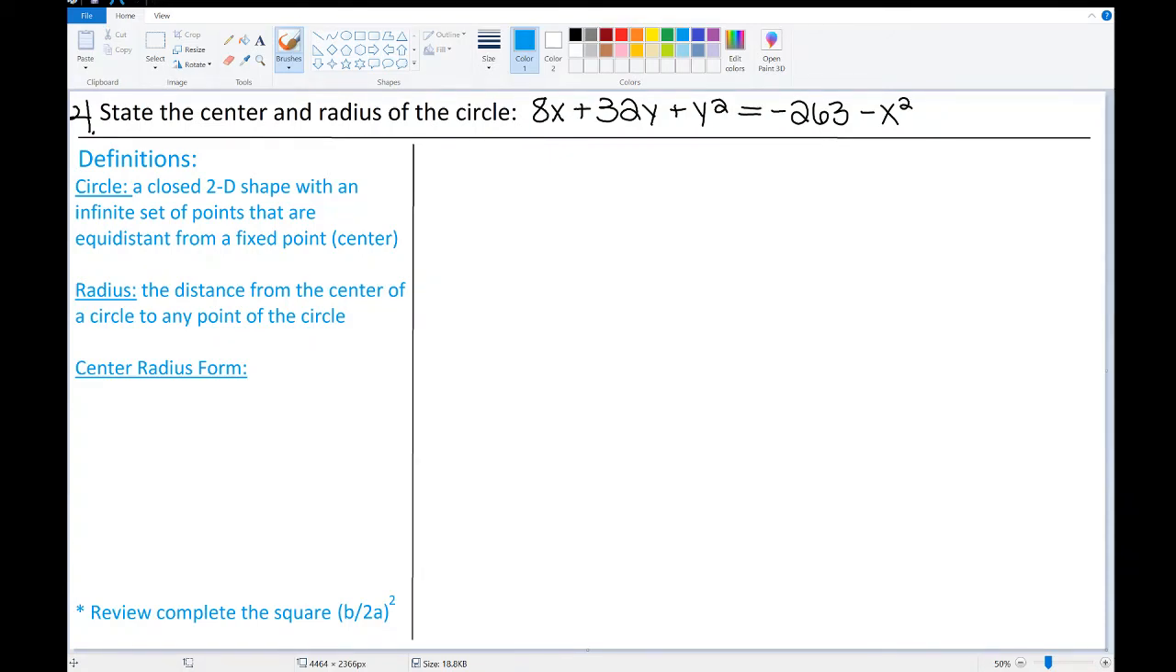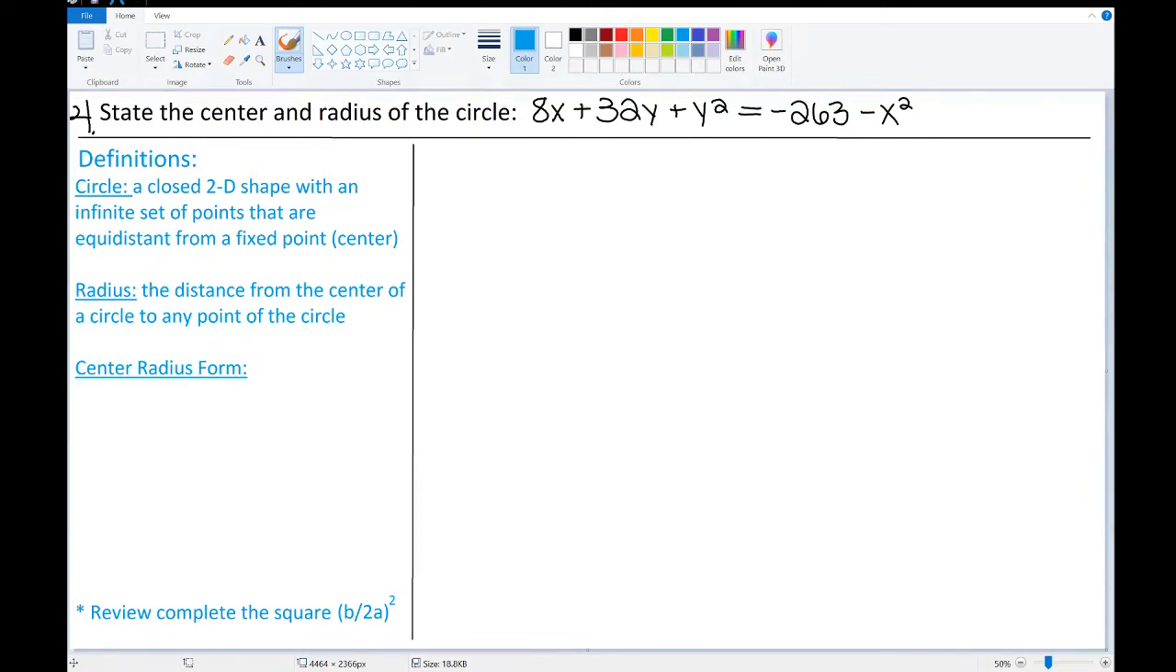Hello everyone. So today we are working with circles, and before we get started we're going to define a few terms. Our first one is circle, and that is a closed two-dimensional shape with an infinite set of points that are equidistant from a fixed point, which is also known as the center. Pretty basic. You've probably been working with circles for a while, but that's our official definition.